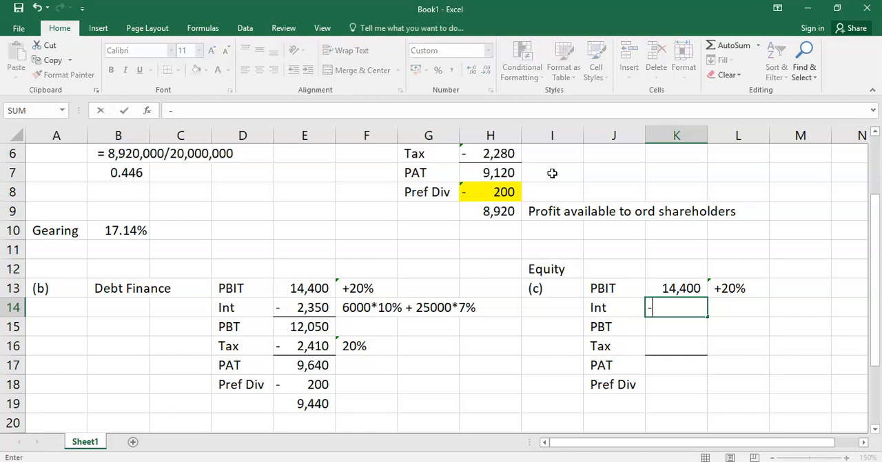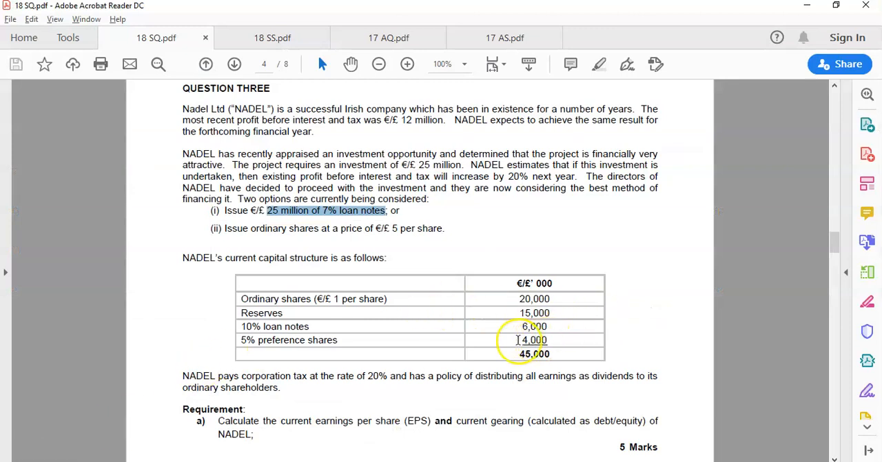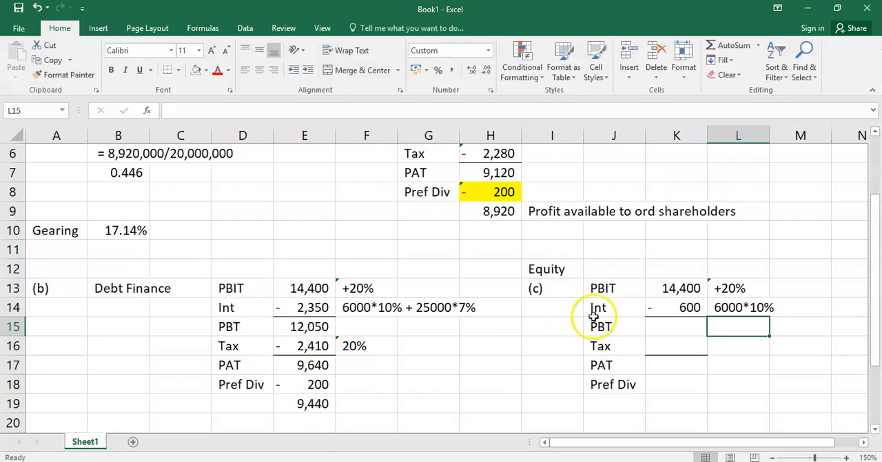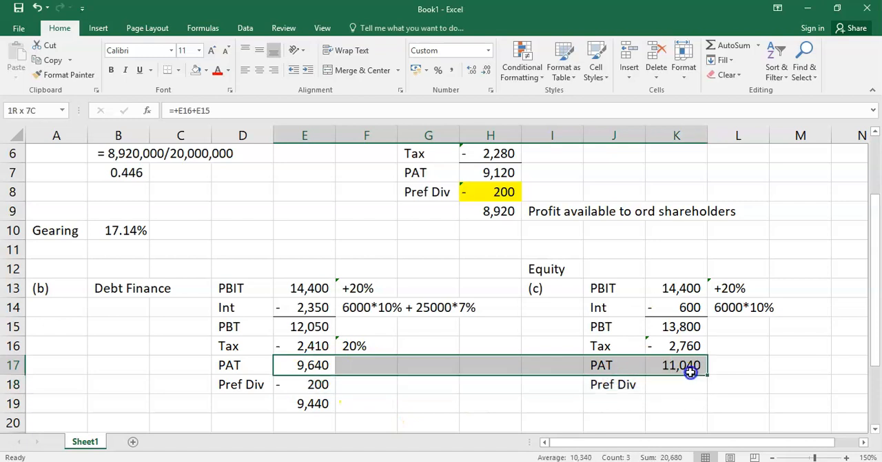Your interest is only going to be 600, which is 6 million times 10%. So just your existing level of debt, because if you're raising all equity finance, your debt level doesn't change. So that means your profit before tax is 13.8 and your tax is 20% again. So your profit after tax is now 11 million. So it's a higher profit after tax, but as you'll see in a second, you're going to have more shareholders because you're going to dilute your control because you've brought in new shares.